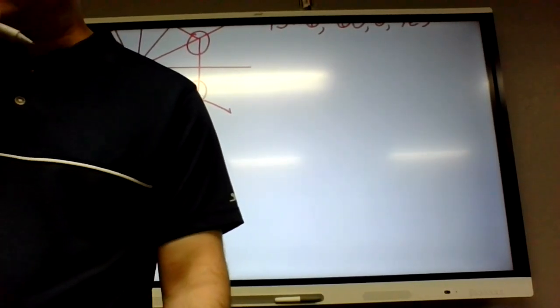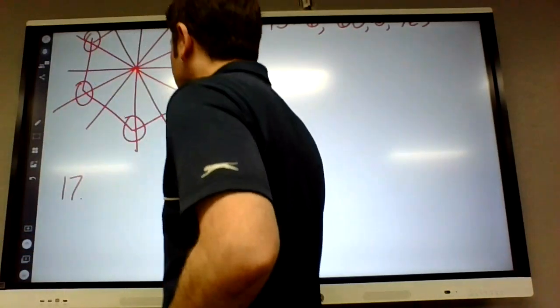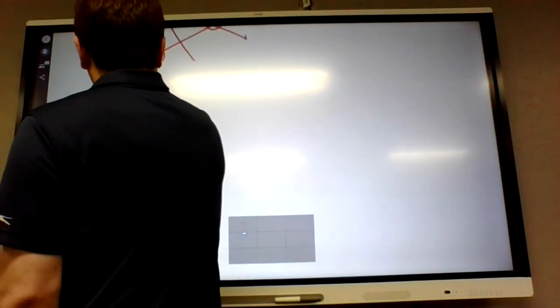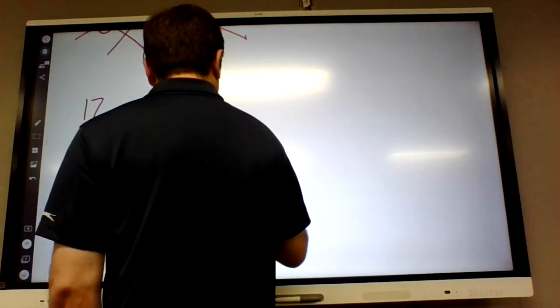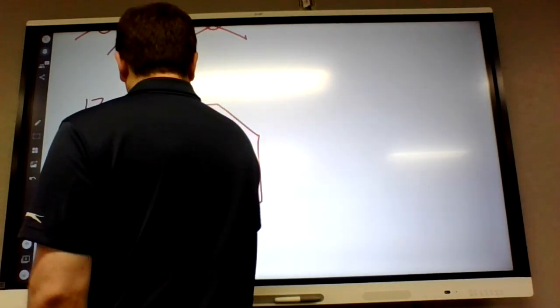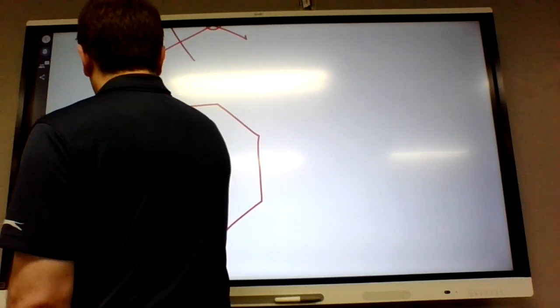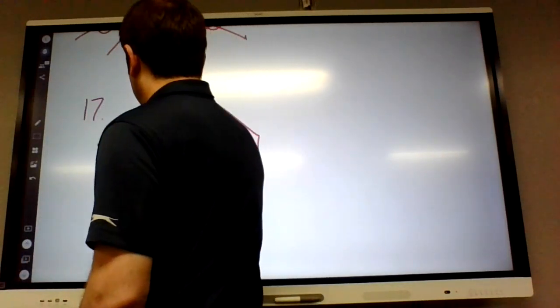All right, number 17. We're supposed to draw a regular octagon. These are kind of hard to draw very nicely. That's almost right.